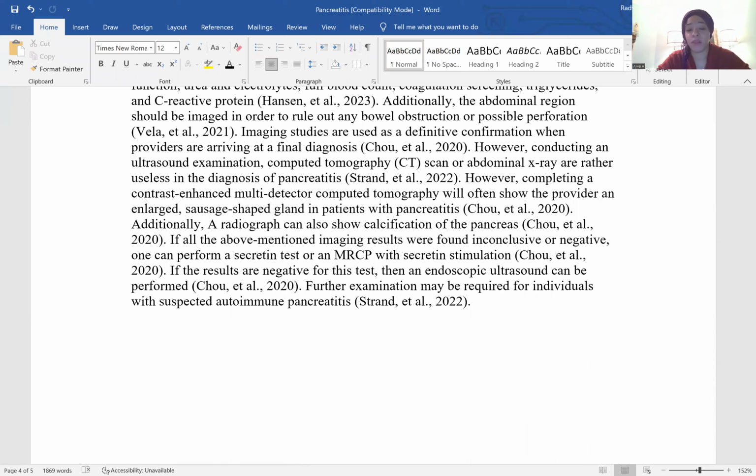If all the above-mentioned imaging results were found inconclusive or negative, one can perform a secretin test or an MRCP with secretin stimulation. If the results are negative for this test, then an endoscopic ultrasound can be performed. Further examination may be required for individuals with suspected autoimmune pancreatitis.